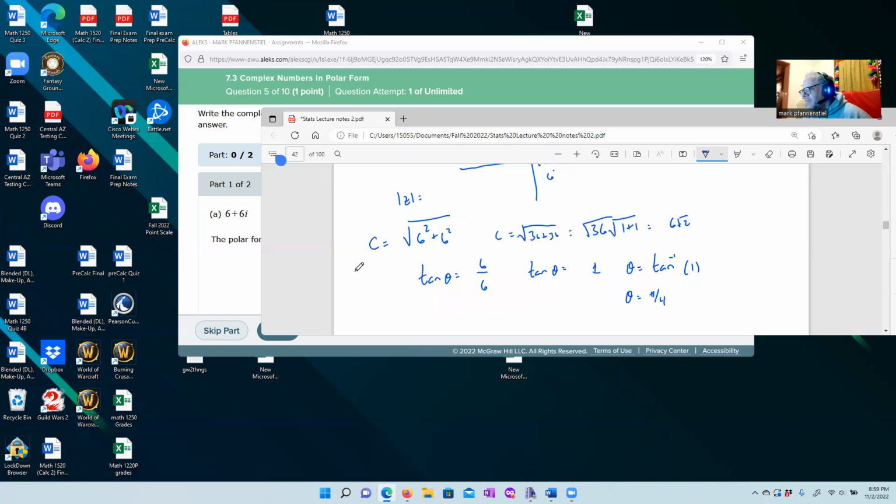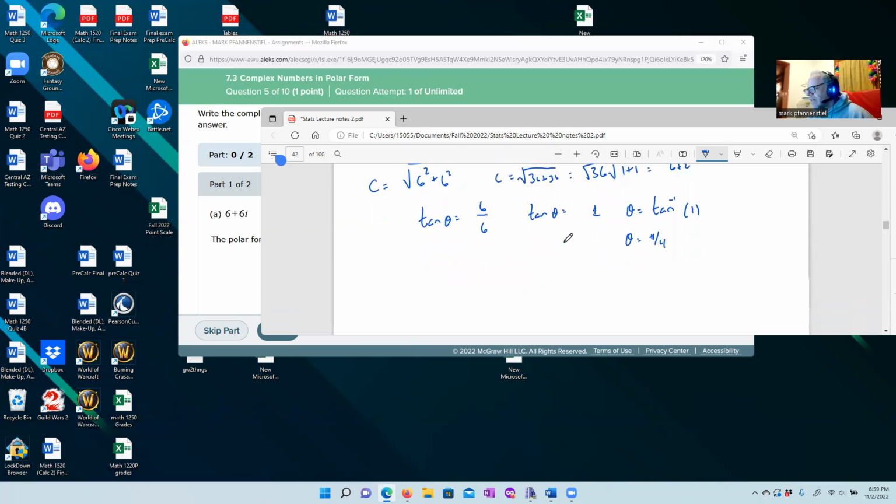That's one you should know, right? So to write this in polar form, we have the modulus of z times the cosine of theta plus i sine of theta. So we have 6 square root of 2 times the cosine of pi over 4 plus i sine of pi over 4. And that should be our value there.